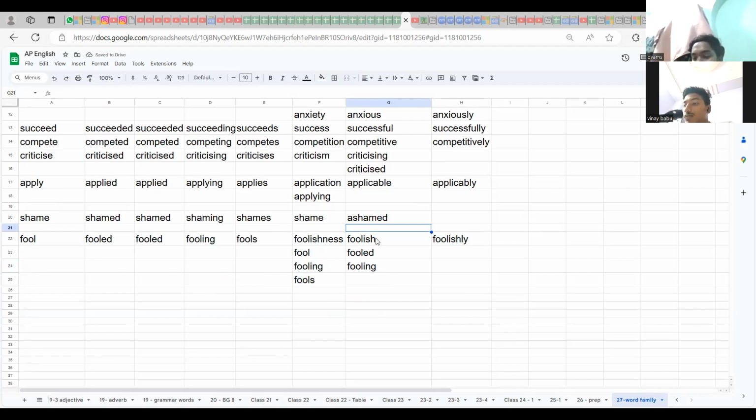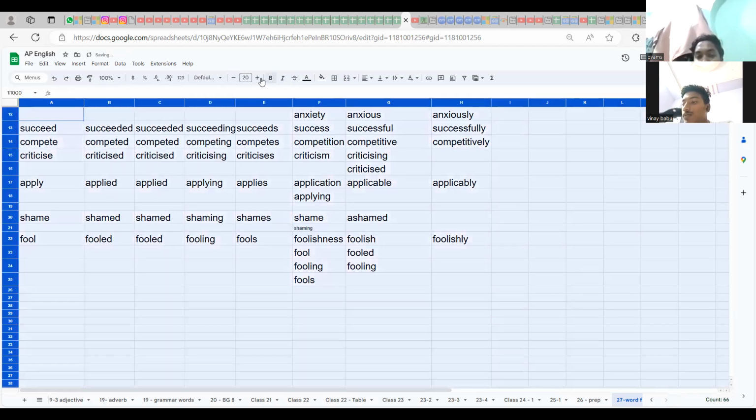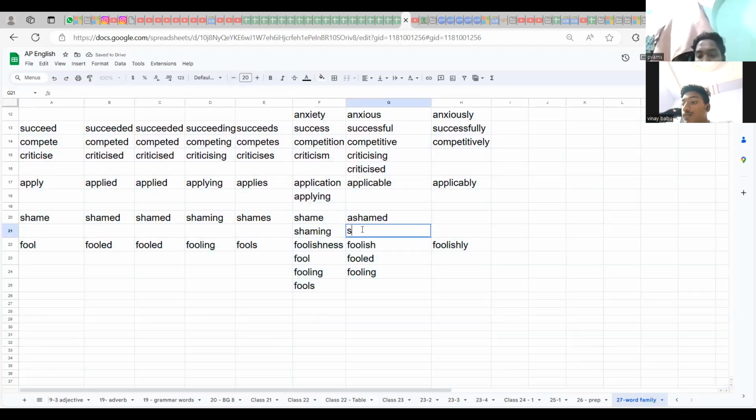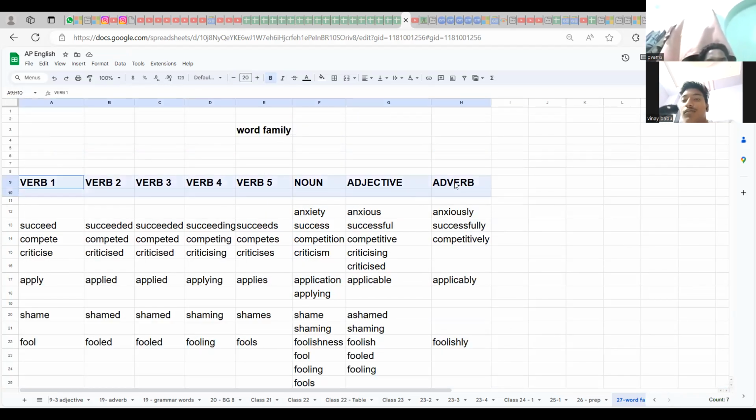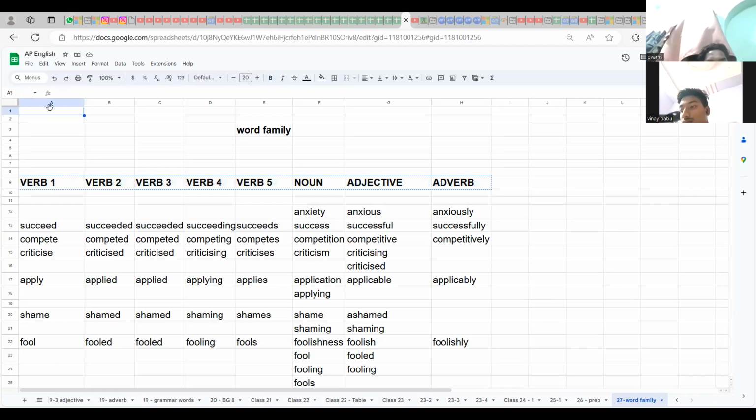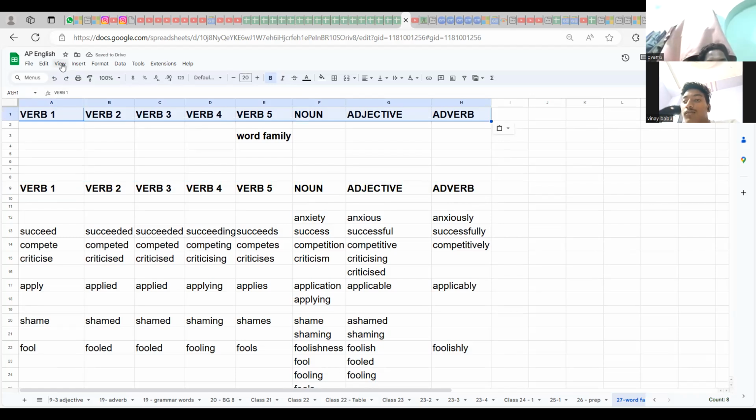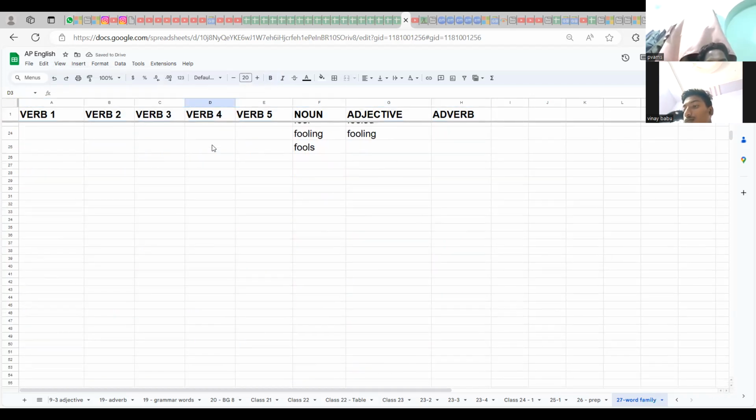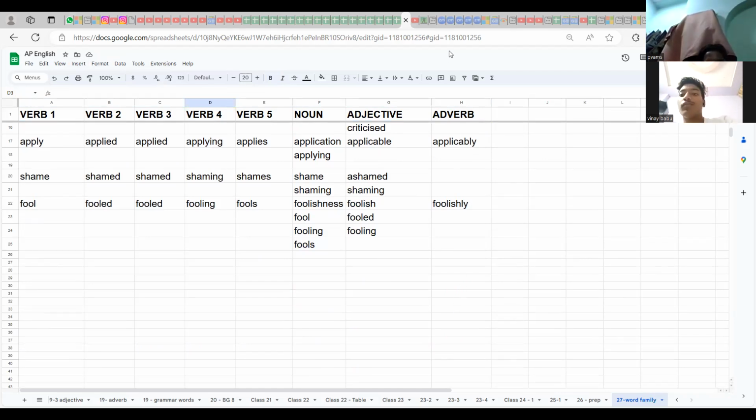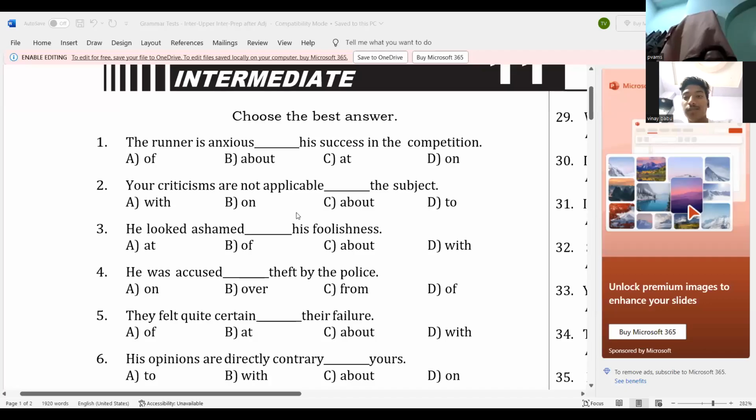You are shaming here. Shaming here also. Such a big difference here. Look at that. No, look at this here again. Look at this. Now you tell me this.